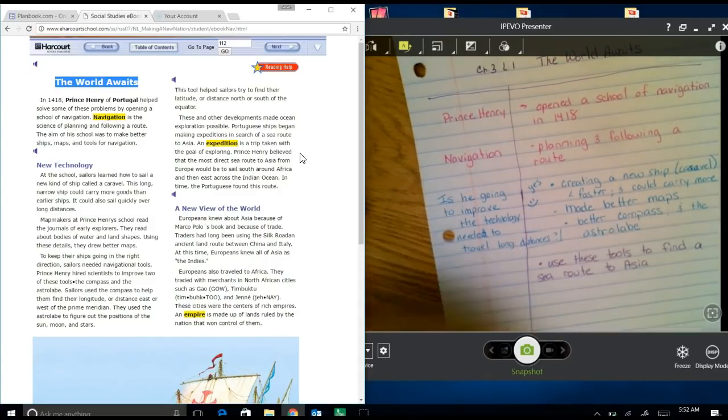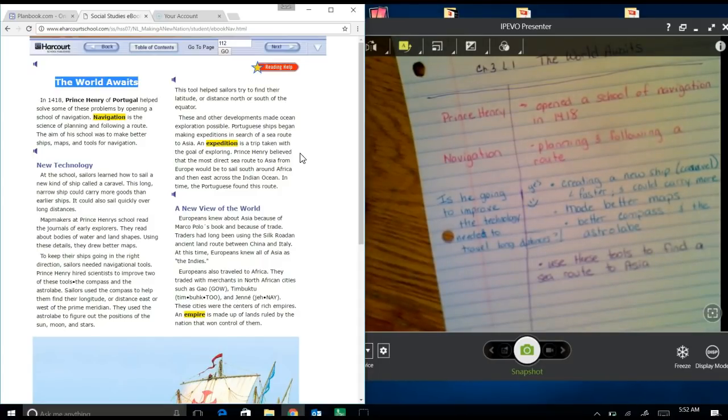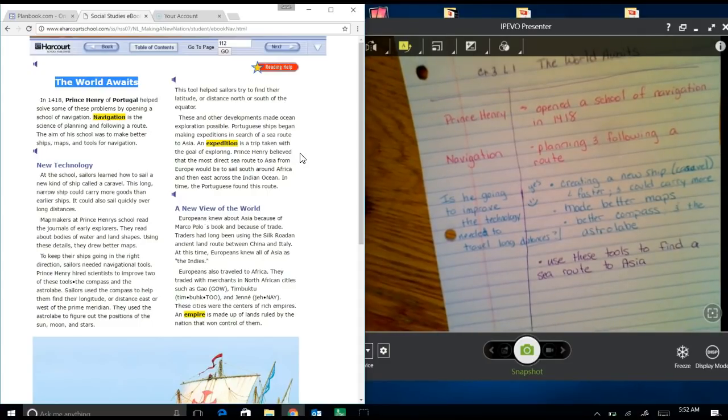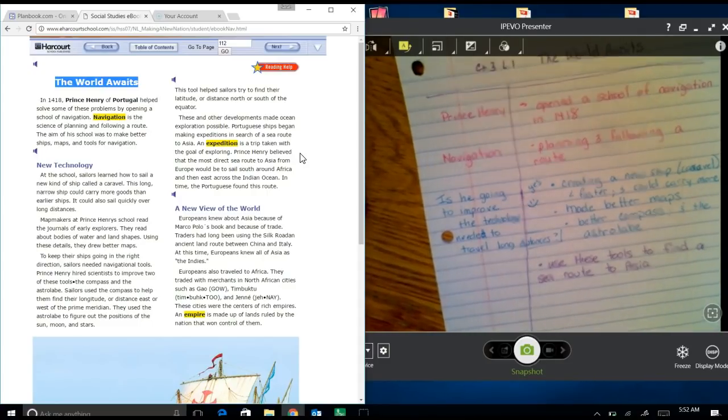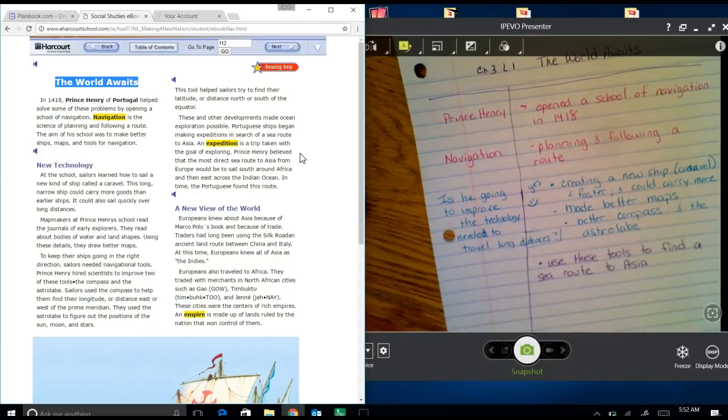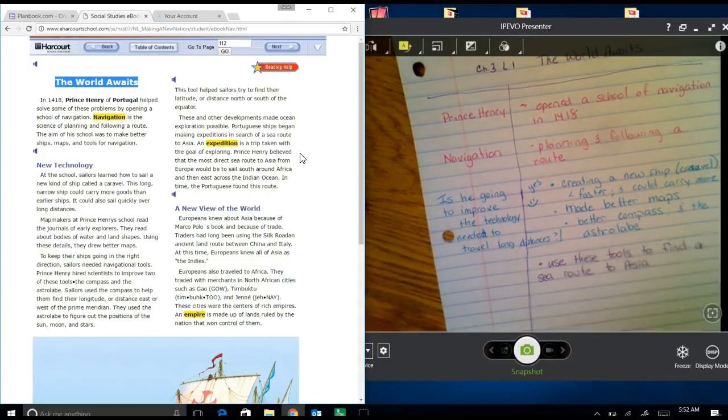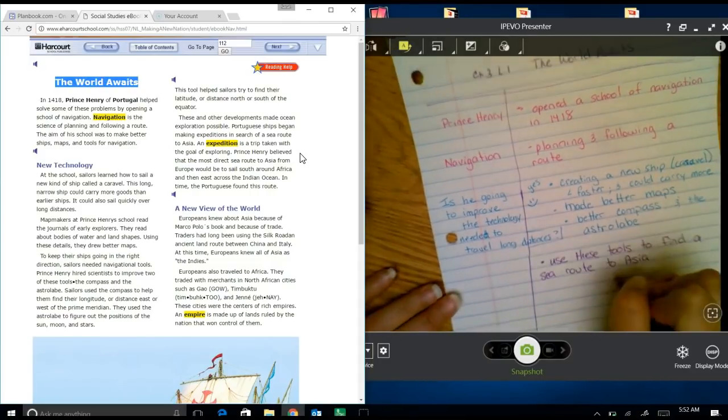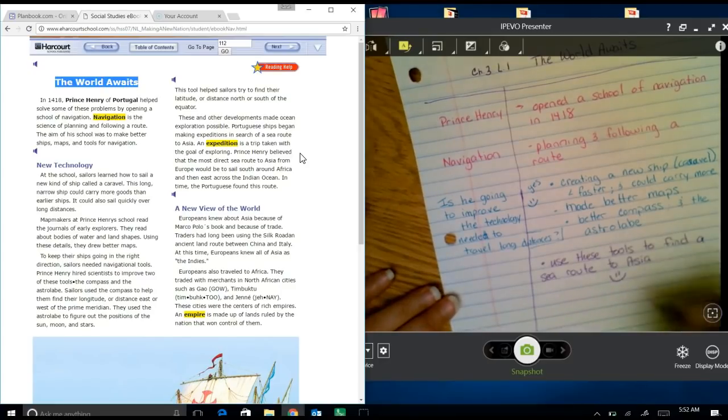To Asia. Okay. From Europe and sail south around Africa and then east across the Indian Ocean. In time, Portuguese did find this route. Okay. Yay, they did it.